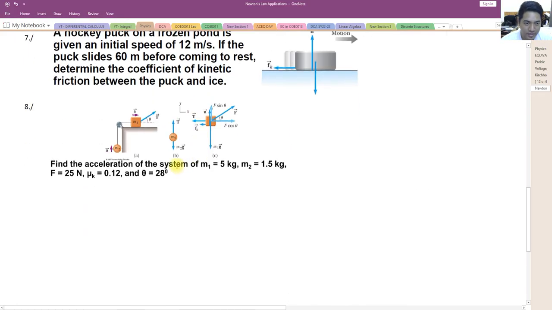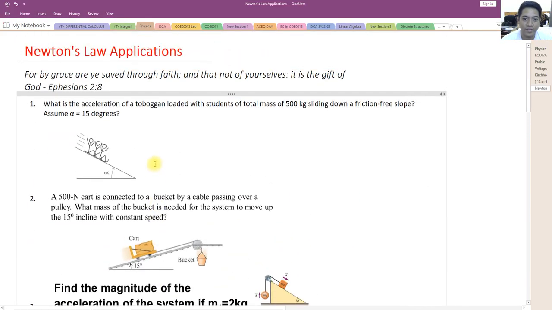As you can see, the reference of these images is University Physics. The authors are Young and Friedman. So let's get started. What is the acceleration of a toboggan loaded with students of total mass 500 kilograms sliding down a friction-free slope? Assume that the angle alpha here is 15 degrees.